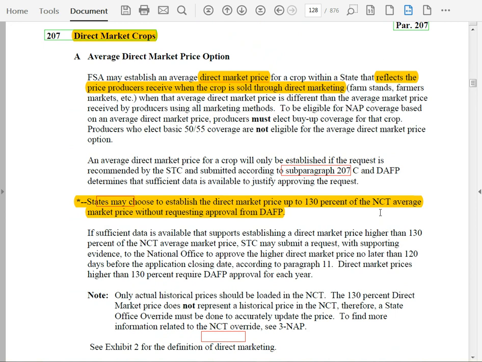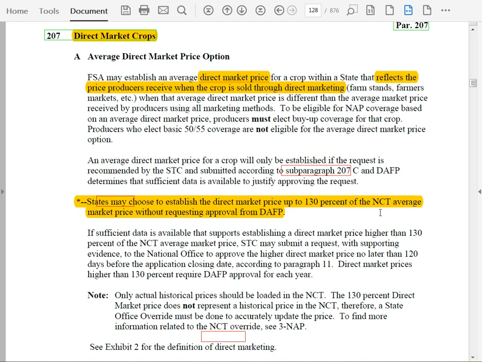Direct market price option is another election choice that producers can make on their application for coverage. Direct marketing, for the purposes of NAP, refers to crops which are grown, marketed, and sold by the producer directly to consumers instead of to a wholesaler, distributor, or packer.